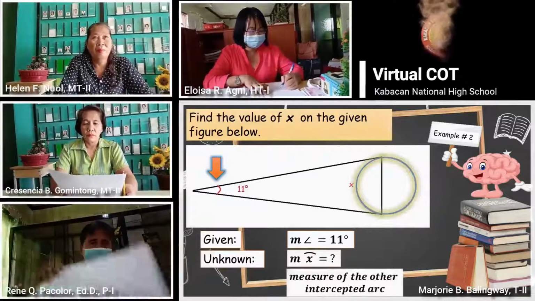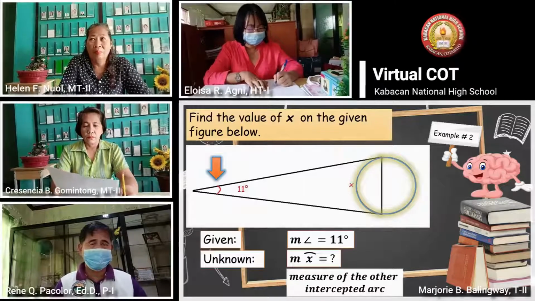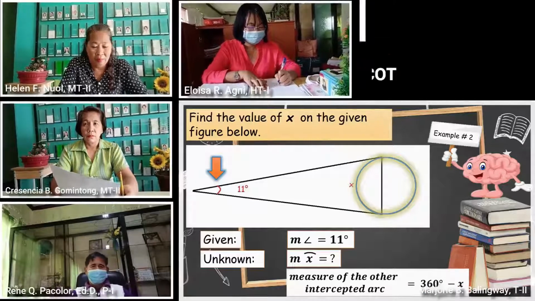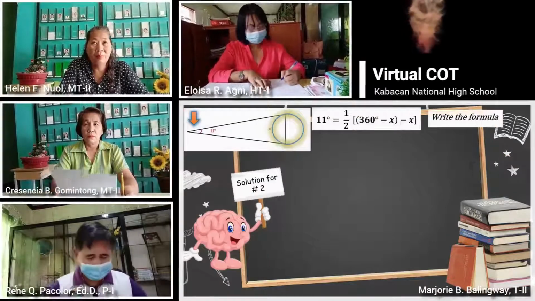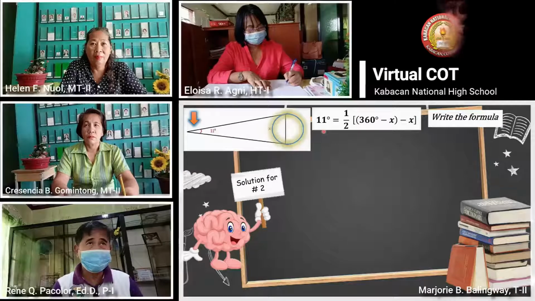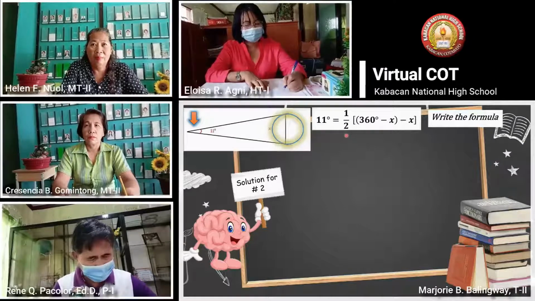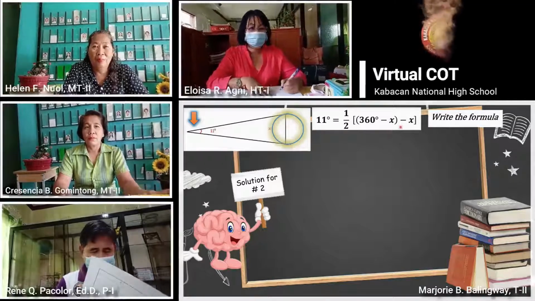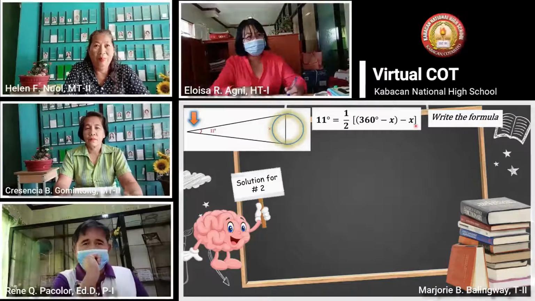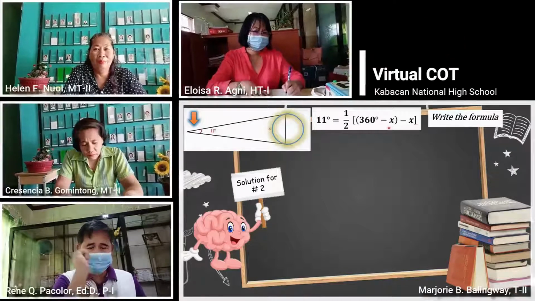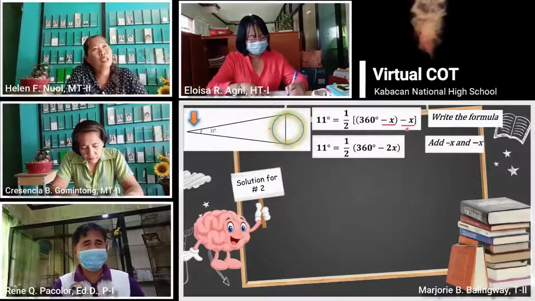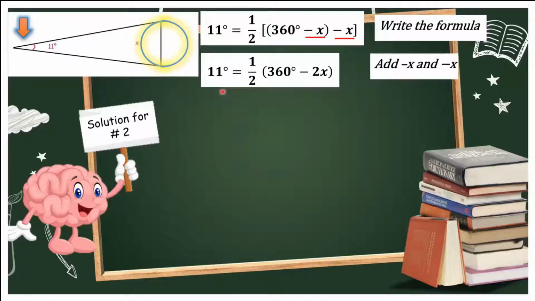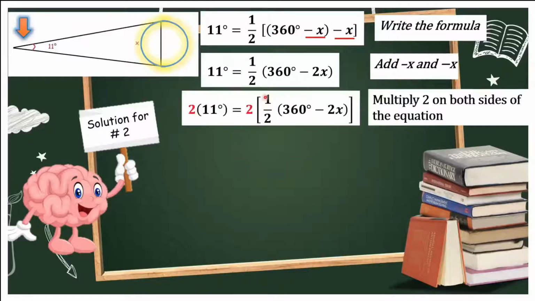Now, how to find the value of x? First, we will assume that x is the minor arc and 360 minus x is the major arc. To find x, we write 11 equals 1/2 the positive difference of 360 minus x and x. Now, we add negative x and negative x. It will become 11 equals 1/2 of 360 minus 2x. Then, multiply 2 on both sides of the equation. 22 equals 360 minus 2x.